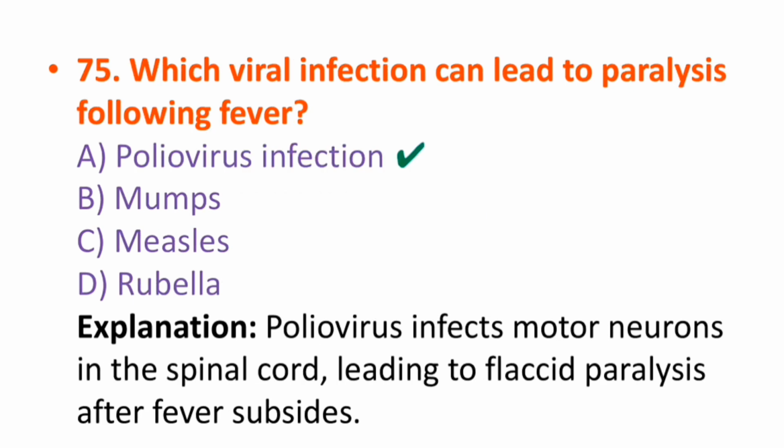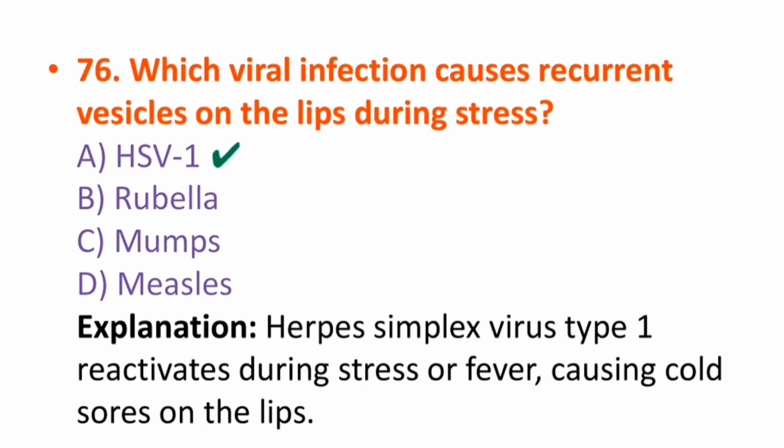Which viral infection can lead to paralysis following fever? Option A, poliovirus infection; option B, mumps; option C, measles; option D, rubella. The correct answer is option A, poliovirus infection. Poliovirus infects motor neurons in the spinal cord, leading to flaccid paralysis after fever subsides. Poliovirus infection leads to paralysis with fever.